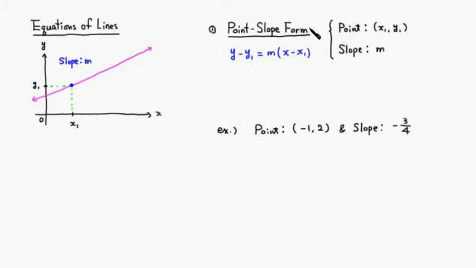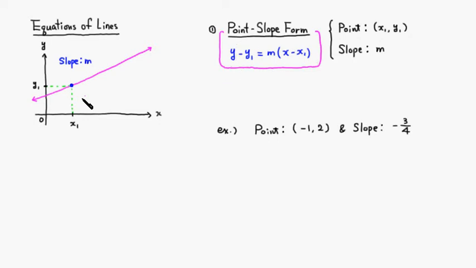So if you know the coordinates of one point on the line and the slope of the line, then we can already come up with the formula or the equation of the line, right? This is called the point slope form, because you know the point and you know the slope. So let's talk about how we derive this equation.